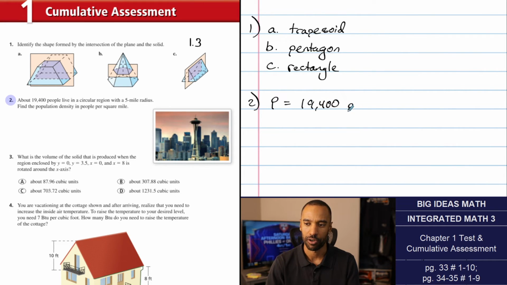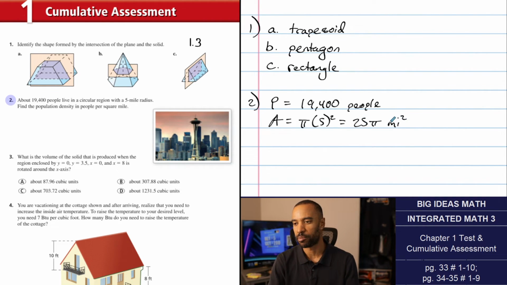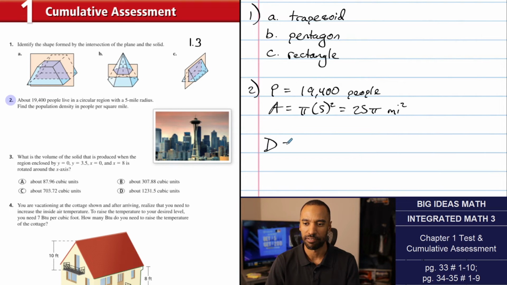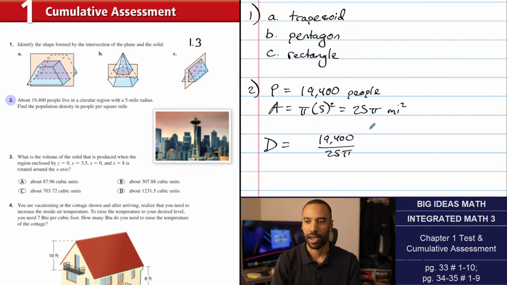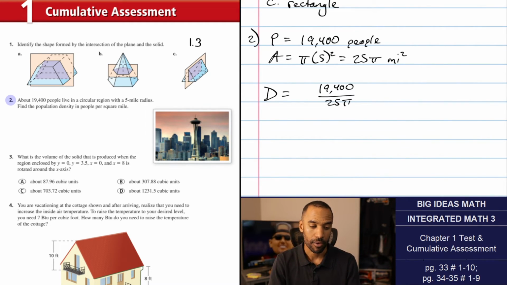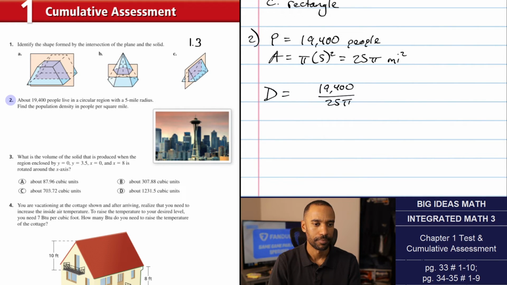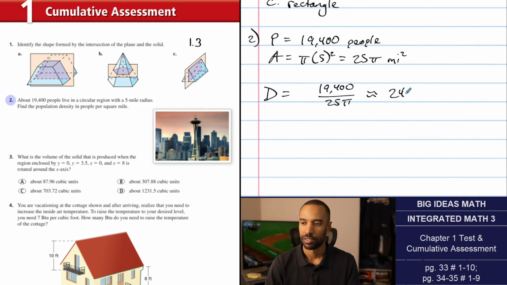Population, 19,400 people. Area, this is once again a circular region, so pi r squared. Pi times 5 squared, or 25 pi, square miles, and we need people per square mile, so we're set to go by dividing one over the other. 19,400 over 25 pi. Now, when I use the calculator in this scenario, I want to make sure 25 pi is in parentheses, so I'm going to go ahead and do exactly that. 19400 divided by 25 pi. And I'm getting 247 about. So about 247 people per square mile of density.